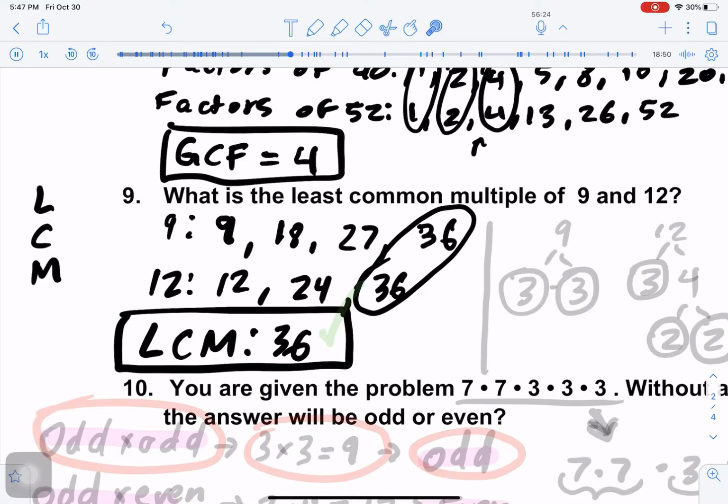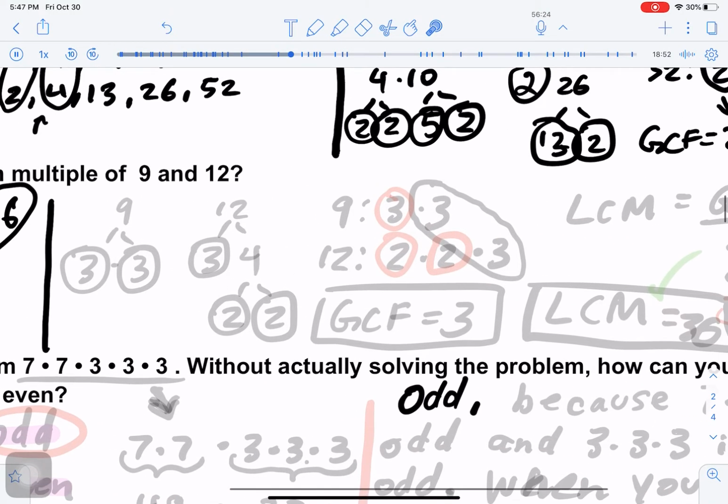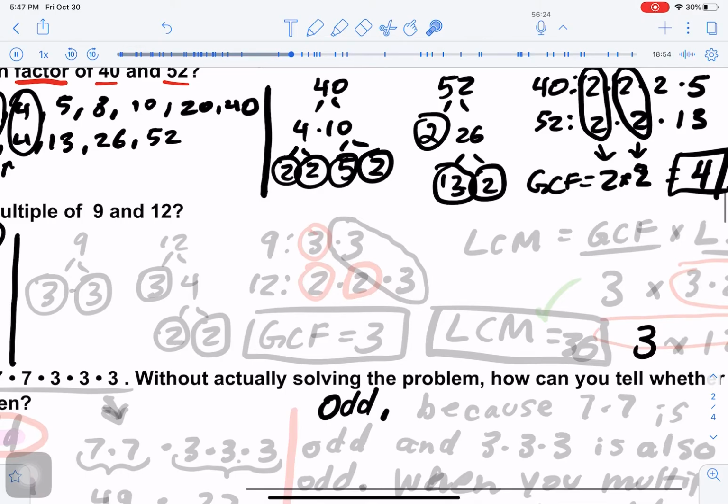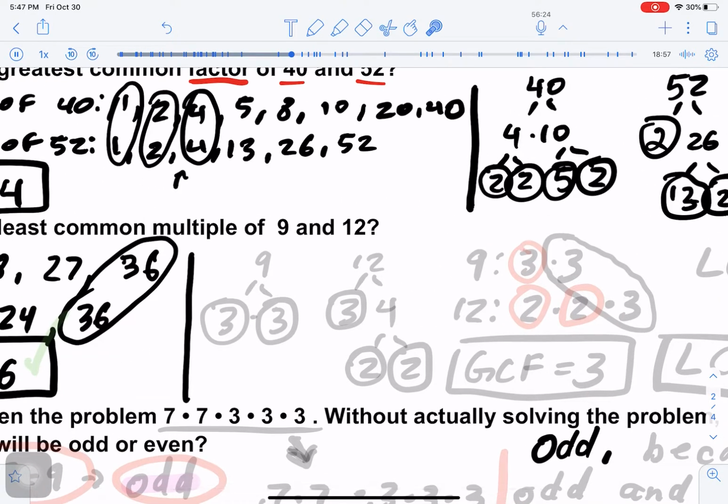In our next method, we're going to use prime factorization. For prime factorization, I'm going to find the factor trees for each number, similar to how we did in problem number 8. I'm going to break apart 9 into 3 times 3. Both of these are prime, so I can circle them. 12 breaks apart into 3 times 4. 3 is prime. I can break apart 4 into 2 times 2, and those are prime as well.